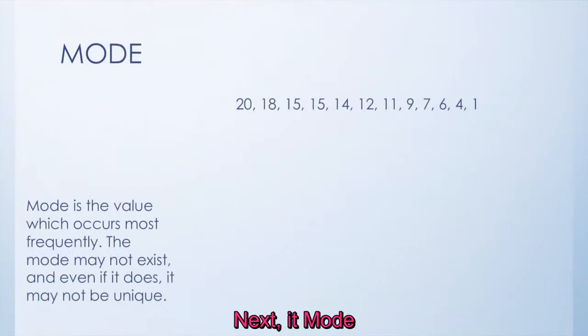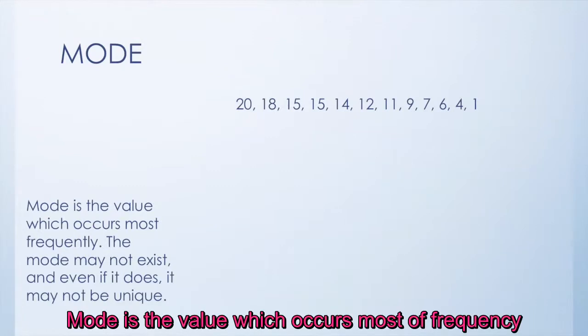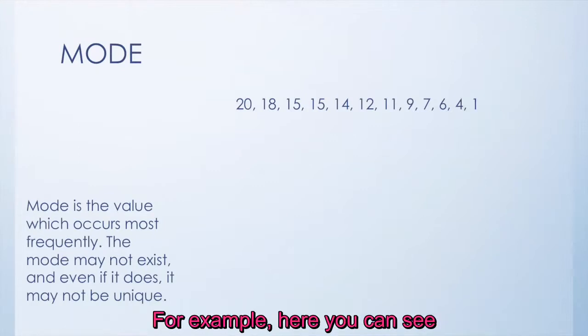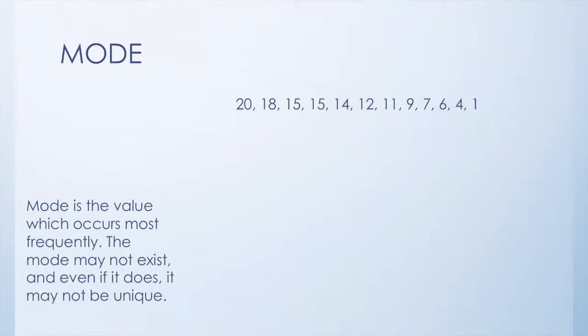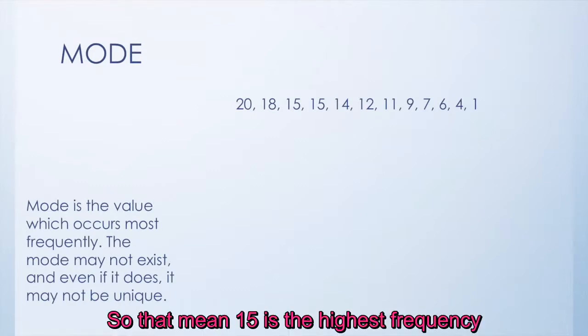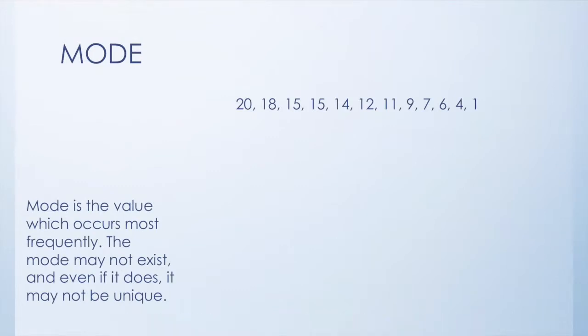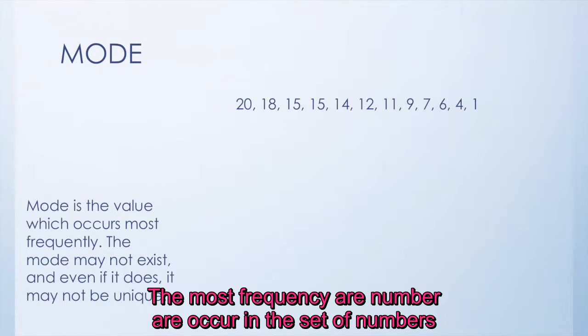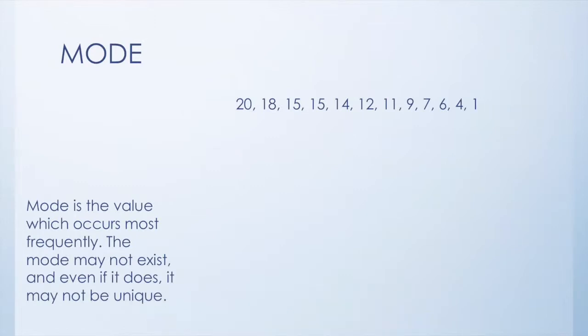Next is mode. Mode is the value which occurs more frequently. For example, here you can see there are two students who got 15. So that means 15 has a higher frequency. So 15 is more. It's very easy. The mode is the most frequent number occurring in the set of numbers.